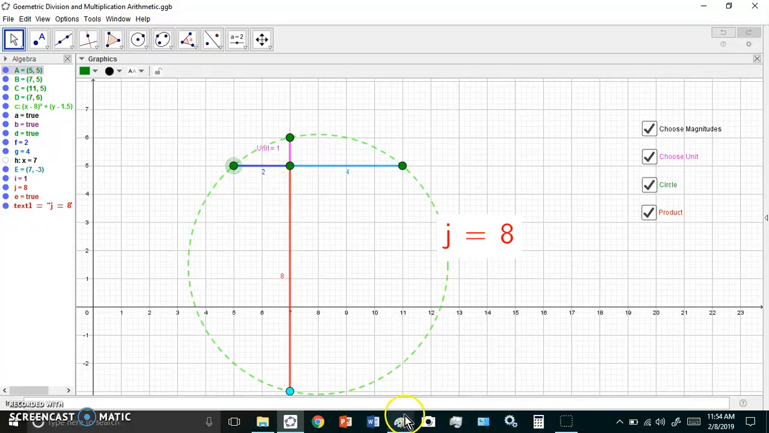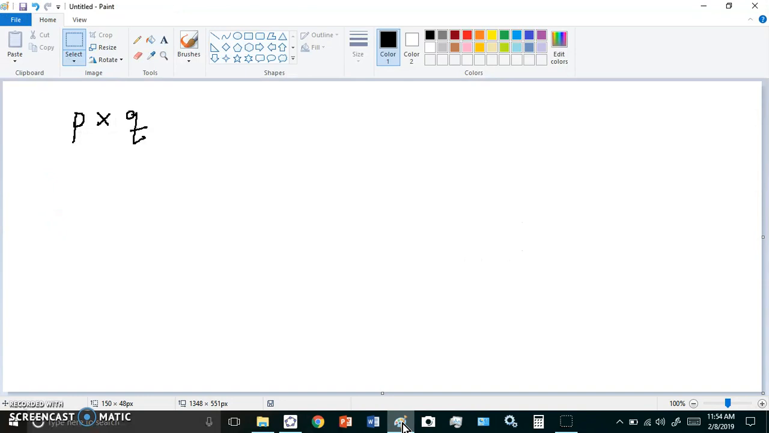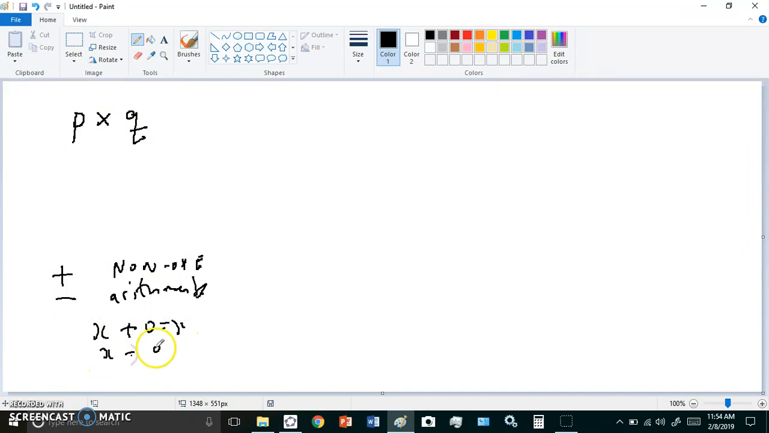Okay, and so why is this the case? Well, before I continue, we know that addition and subtraction are non-operations as far as 0 is concerned in arithmetic. For example, x plus 0 is equal to x, and x minus 0 is equal to x. In other words, nothing happens. So we only have to worry about division and multiplication.